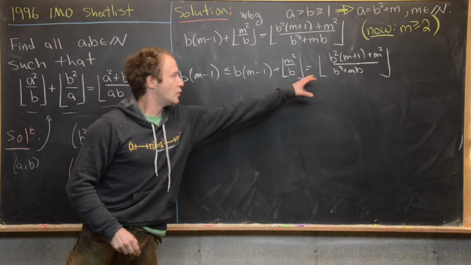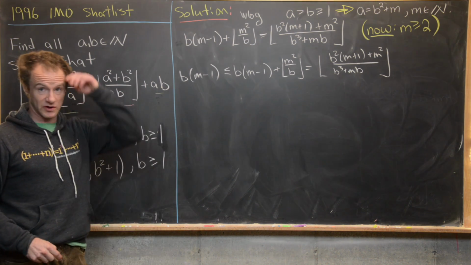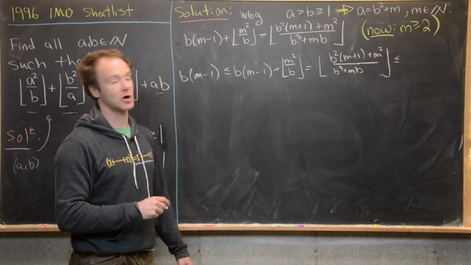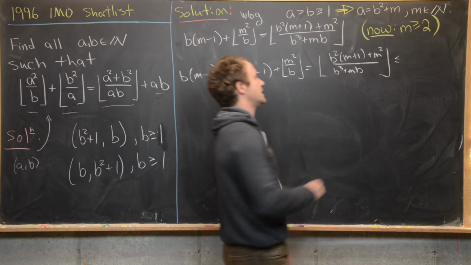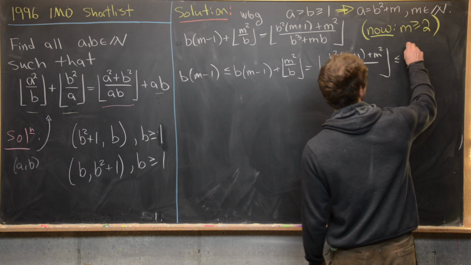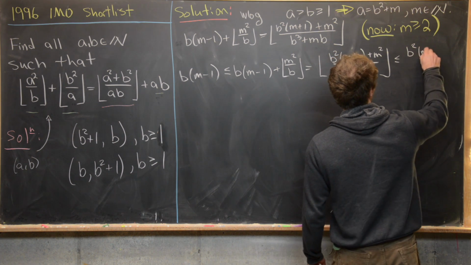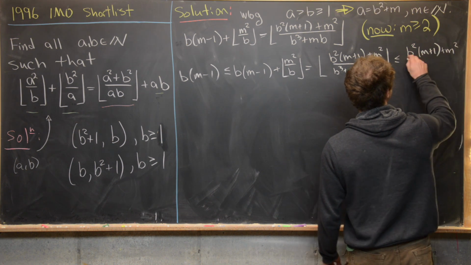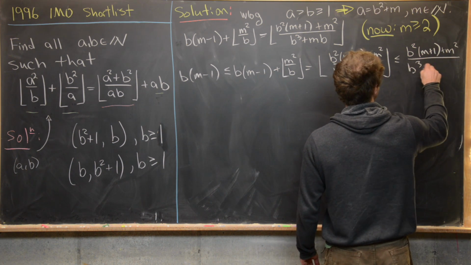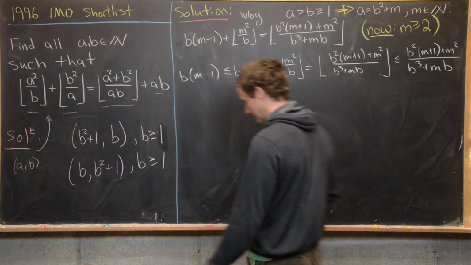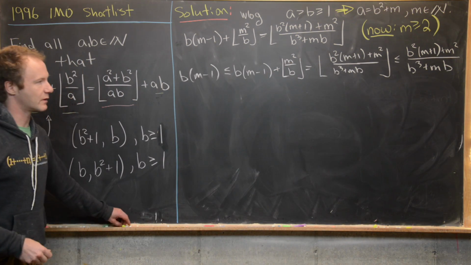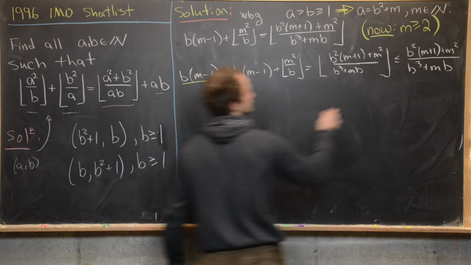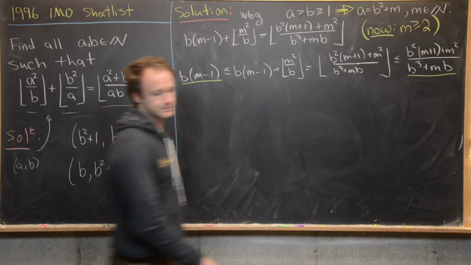Now next, we can remove the floor function on the right-hand side of that inequality, and that creates something that is larger than or equal to. So this is going to be less than or equal to this same thing without the floor. So we've got b squared times (m plus 1) plus m squared, all over b cubed plus mb. This is the inequality that we want to play around with, most particularly this extreme left and right-hand side.